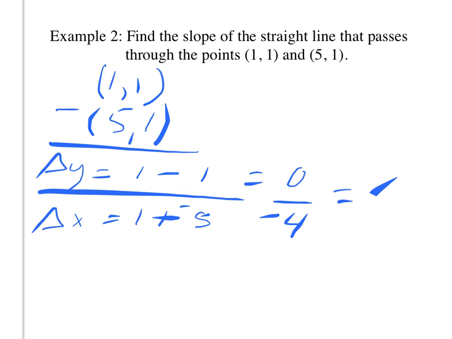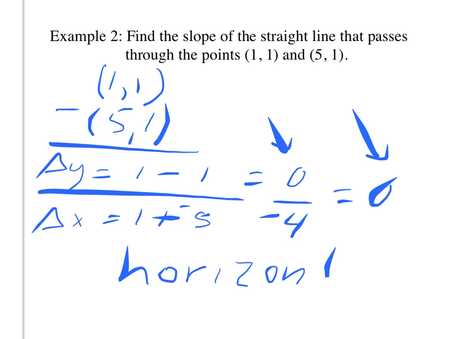Remember our little jingle? When 0 comes out on top, it's the winner. So 0 divided by -4 is 0. A 0 slope is a horizontal line. So just want to keep that going in your mind. Whenever you get a slope of 0, it's a horizontal line.